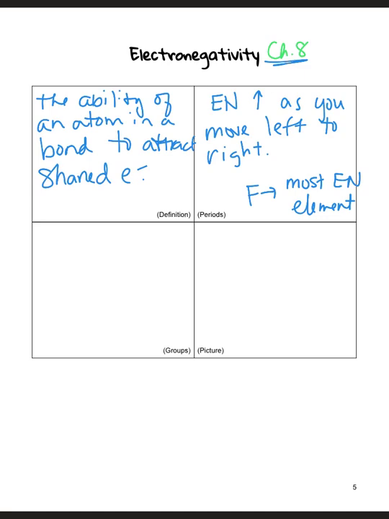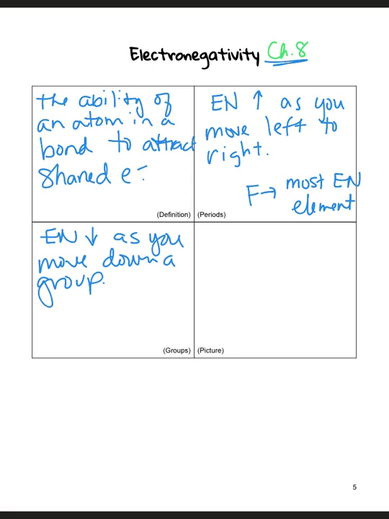So it's extremely electronegative. On the flip side, when I'm looking at a group, electronegativity decreases as you move down a group. If fluorine is my most electronegative element, my least electronegative element is going to be all the way at the bottom of group 1. So francium is my least electronegative element. It doesn't want to gain any electrons. I don't really have a picture for this one. You just have to know these trends.